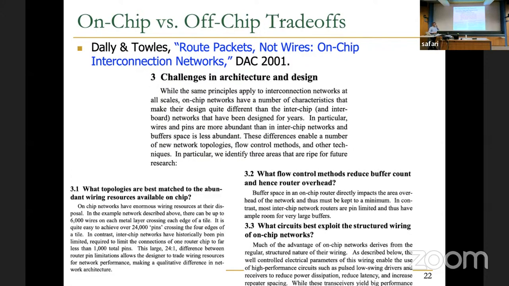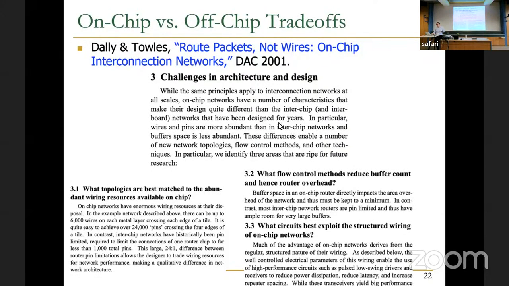But basically, it argued for using packets as opposed to wires. Instead of doing dedicated wiring between different components on chip, we should have packet-based networks. So this clearly argues for a particular type of network, a packet-based network, where you have routers that route packets across, as opposed to having dedicated wires. And you can read the paper. I'm not going to talk about this in detail, but I've summarized what this paper talks about.